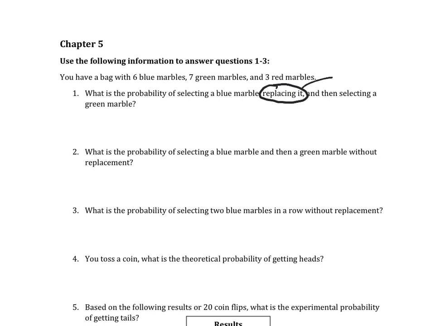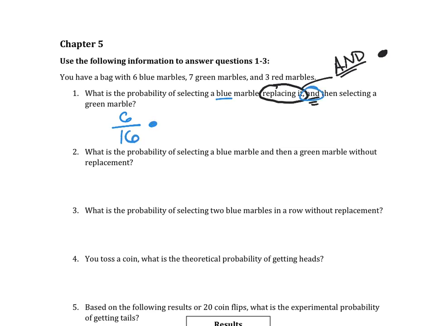So this means doing it multiple times, which means this is going to be and probability. See the word and right there, which means a multiplication. And since we're replacing it, that means the denominator is not going to change. So we want to draw a blue marble first. So we have 6 blue marbles over the total. 6 plus 7 plus 3 gives us 16.